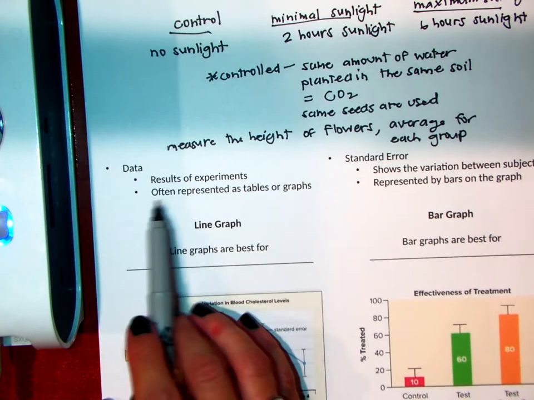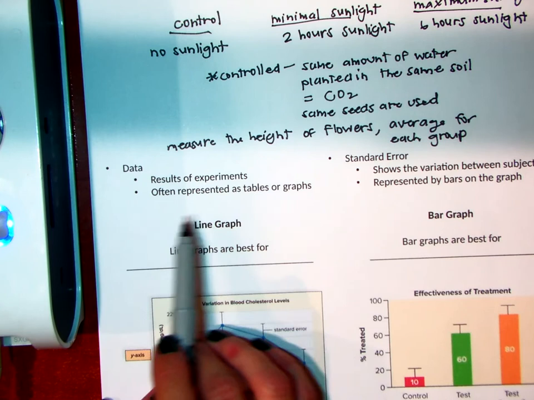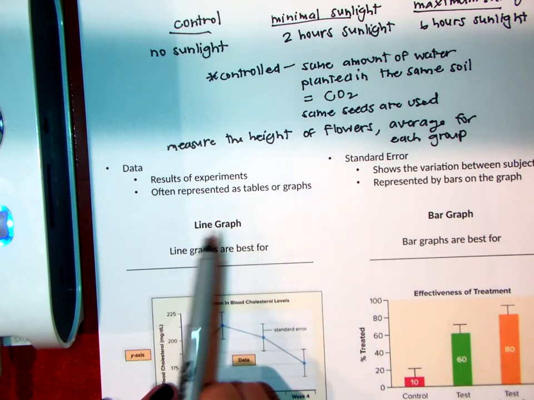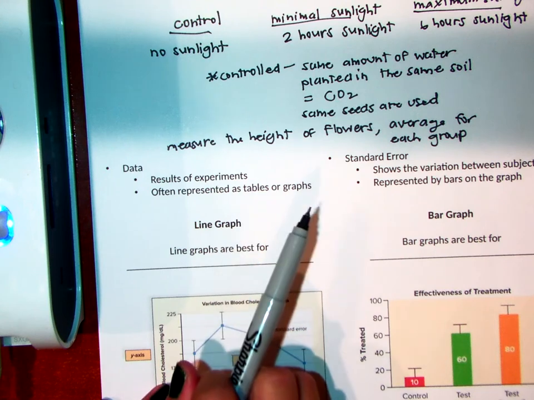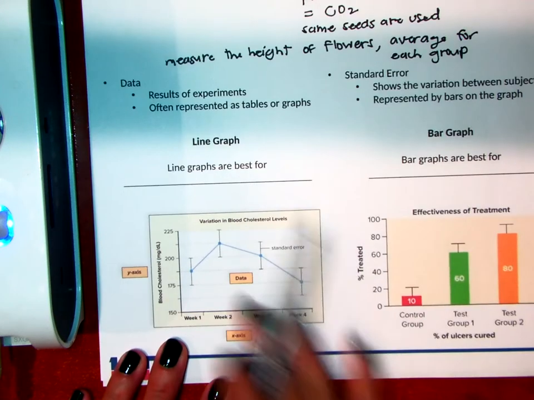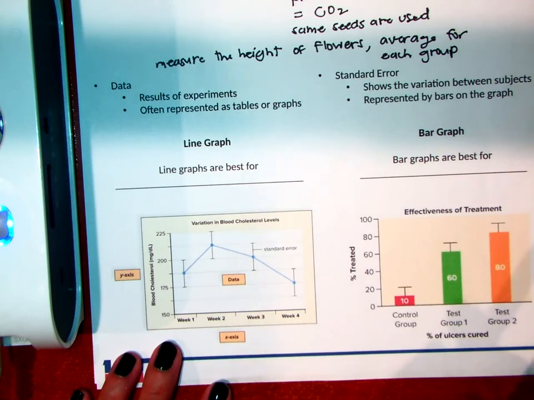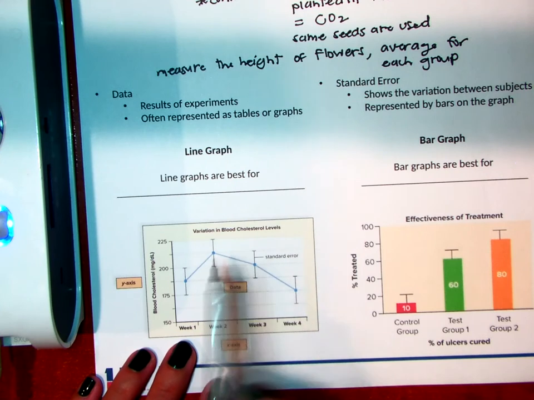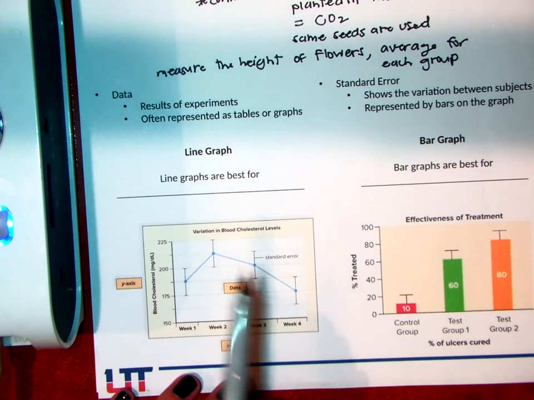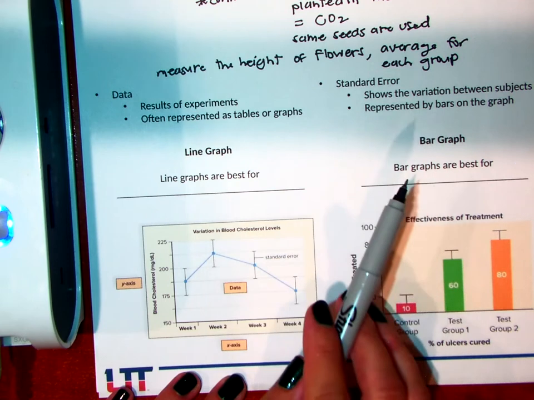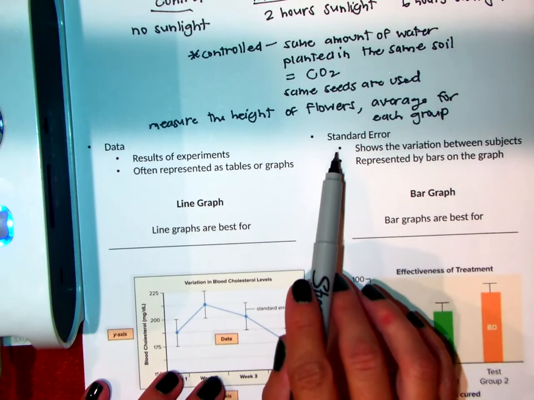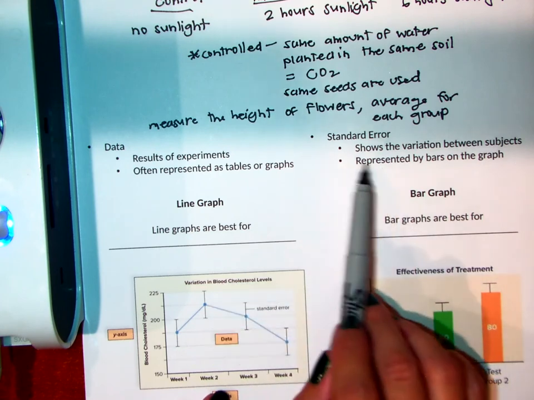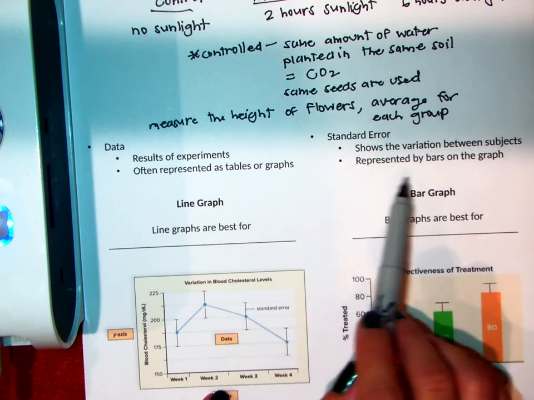Okay, so data are the results of experiments, again, often represented as tables or graphs. I think tables are great for collecting and organizing data, but it's really the graphs, the picture that you can see, that makes it easy to interpret the data. So today we are looking at just two types, and there are many more types of graphs than this, obviously, but we're going to look at a line graph and a bar graph. And they usually will show standard error. That's what these marks are here. So this shows a variation between subjects represented by bars on a graph.